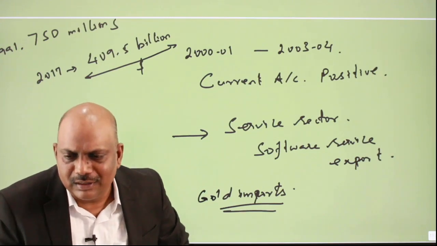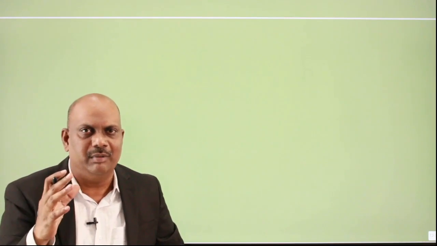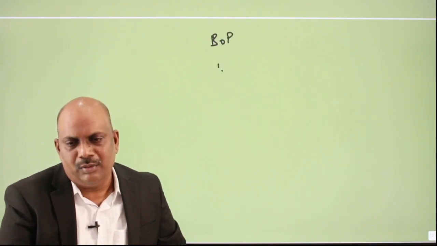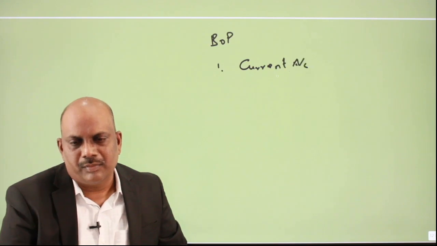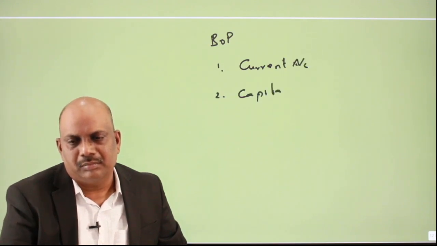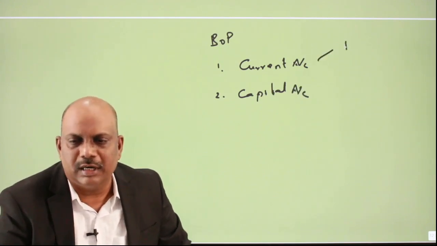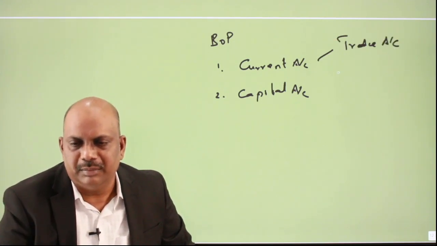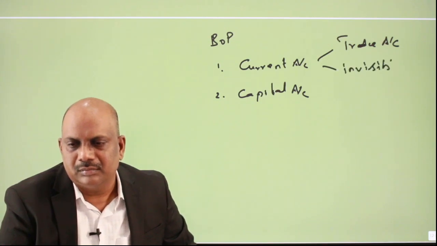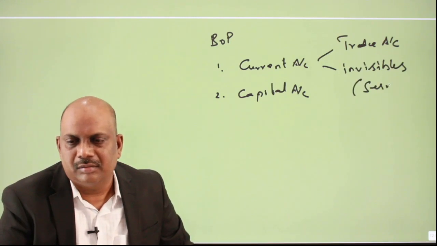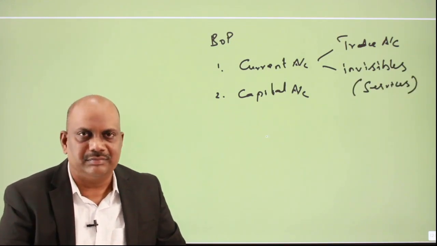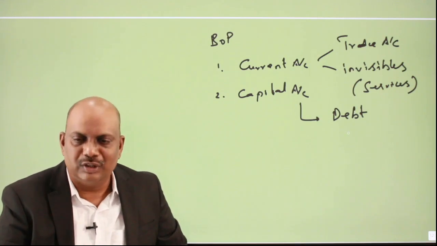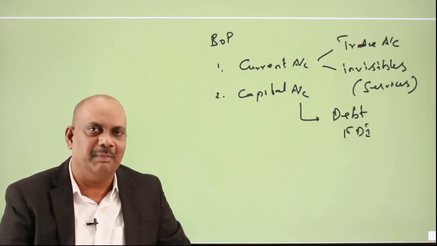And once again, I'll just leave what are all the things you need to keep in mind or remember from this lecture. The two components of balance of payment: number one, current account, and number two, capital account. Also remember, the current account includes the trade account plus invisibles. Services are a part of invisibles. Then the capital account largely includes the debt component. Also remember, even FDI is a part of the capital account.